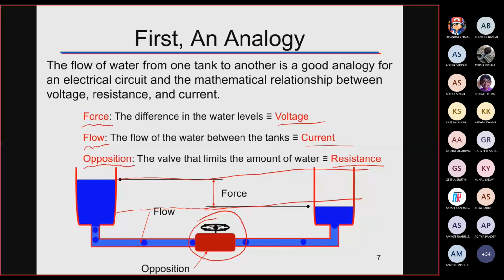So whatever the difference between the levels of water in the two tanks, that will create a force. That is equivalent to the applied voltage of the electrical circuit. Then the flow of water between the tanks means that some portion of the water is traveling from the first tank to the second tank. So this is equivalent to your current. And the third one, the valve which can limit the amount of water, is equivalent to your resistance. So you can correlate the same thing in this way, right?